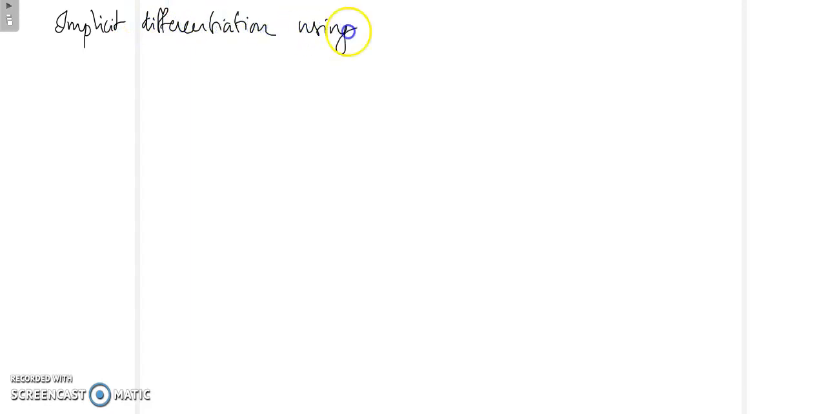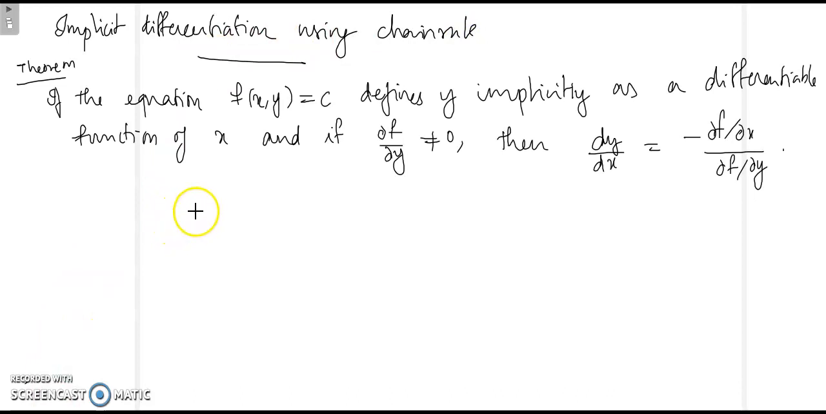Now let us look at how to do implicit differentiation using chain rule. So first is the implicit differentiation when you have y defined as a function of x, the implicit differentiation we do for a one variable function. So there you will be finding dy by dx.